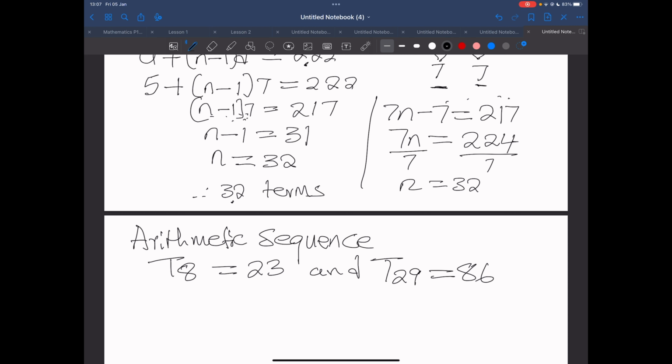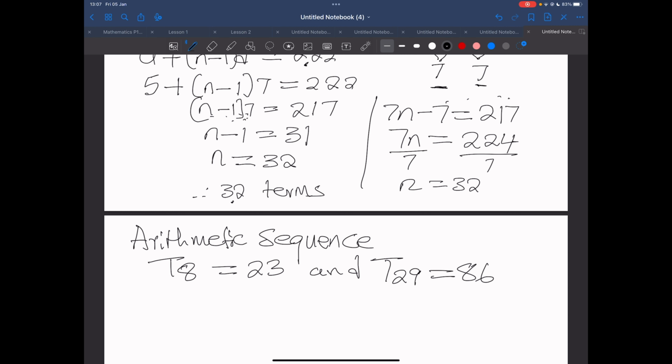And we are also given term number 29. So term number 29 is a plus 28d, and that is given to be 86. Now we want the first 3 terms. So now we have two equations, equation 1 and equation 2. We also have two unknowns, so we can apply simultaneous equations to get the value of a and d.